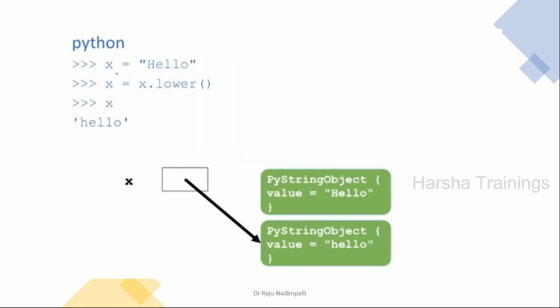Now, for example, I have created a string, x equal to hello. This is the value I have assigned to the variable x. Now, x.lower(). Then what is happening? Actually, this will be converted into lowercase hello. Now, once again, I'm storing it in another variable. That means dynamically I can change the values in Python.